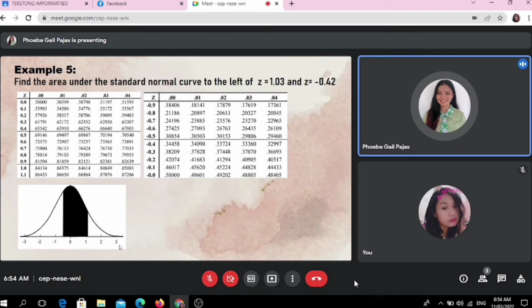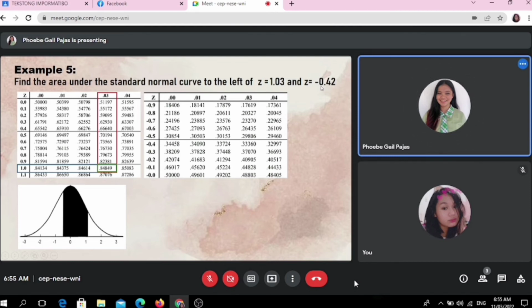So, first, we will find the value that corresponds to 1.03 and negative 0.42. So, hahanapin nga natin yung 1.03. Since yung whole number is 1 and 0 yung first digit niya, we will align it to 0, 1.0. So, yung last digit is 3, so i-align natin sa 3. So, our intersection or the value is 0.84849.